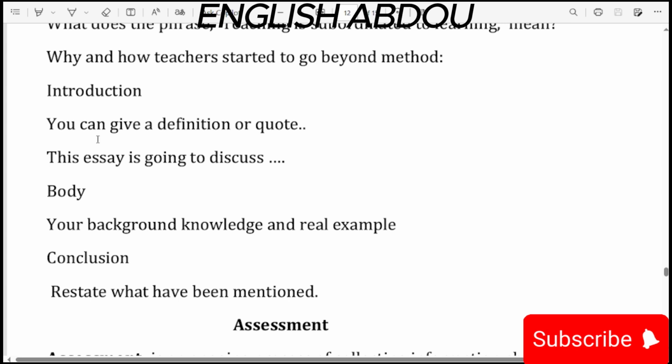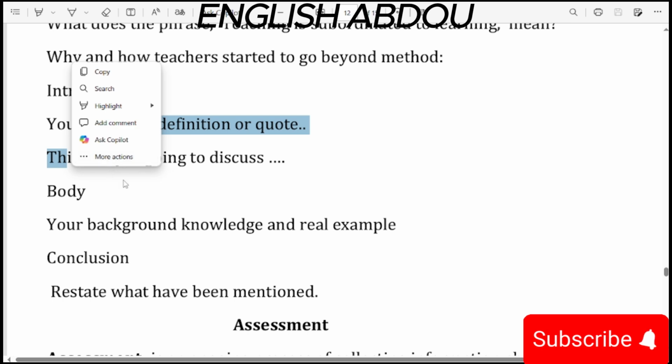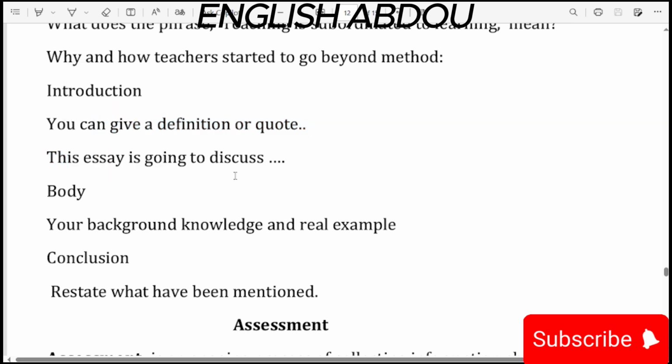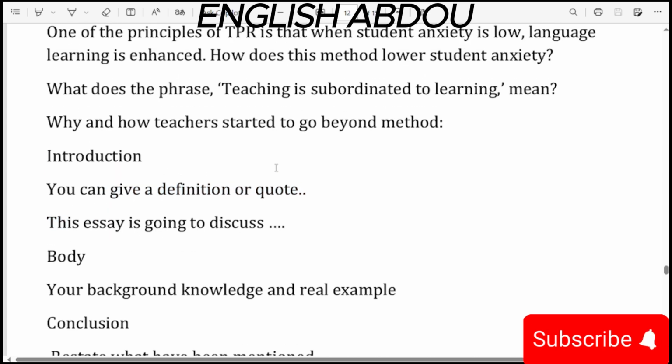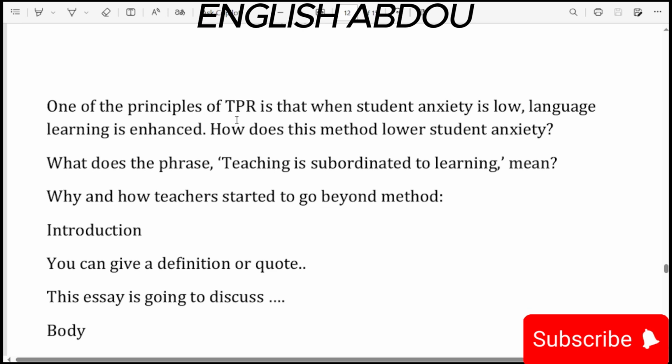This is how you can write an essay. First, you can just define the method or the era of the method, and you write a sentence like this: This essay is going to discuss what? For example, if I want to talk about TPR.